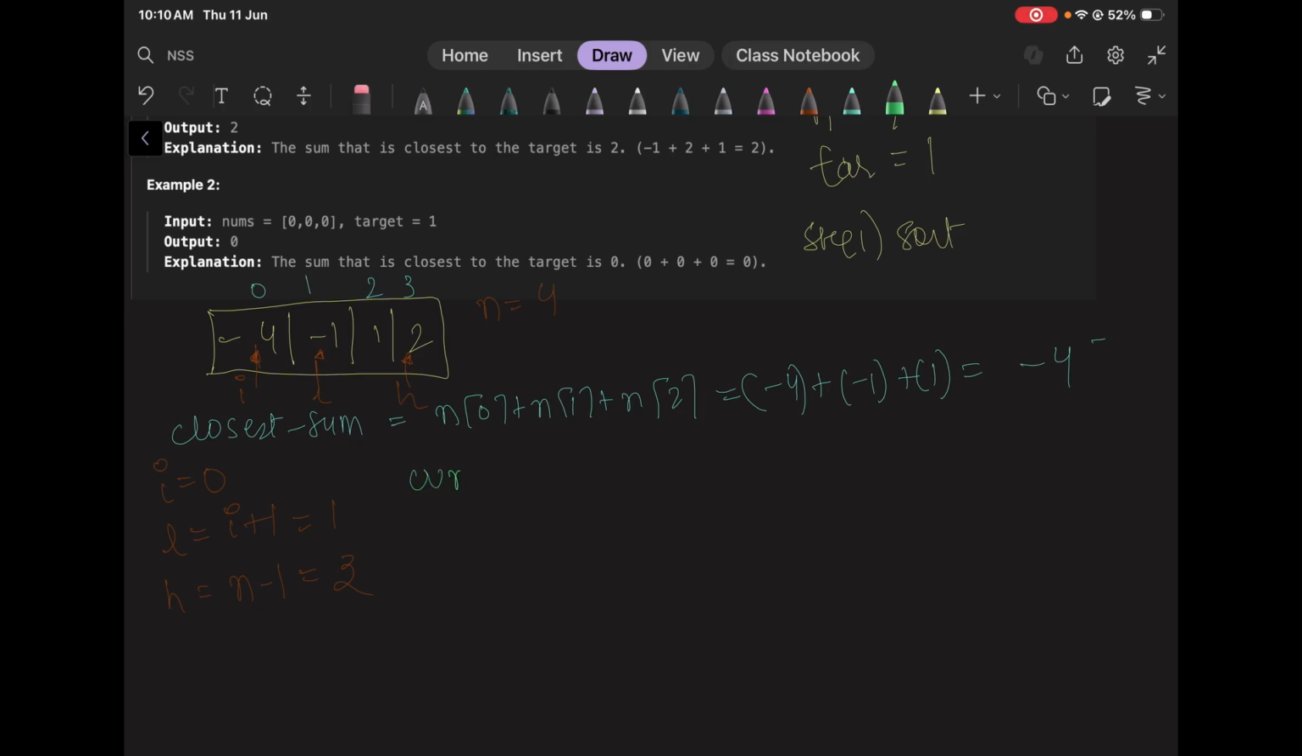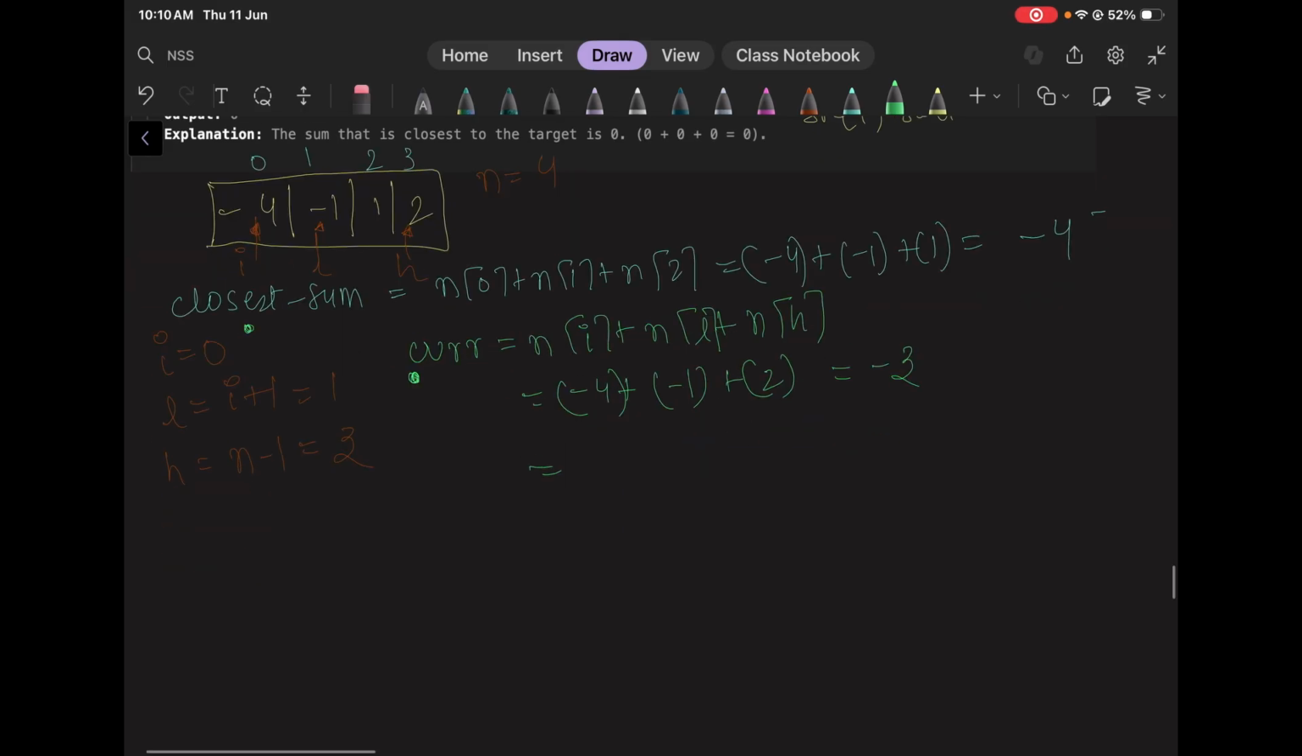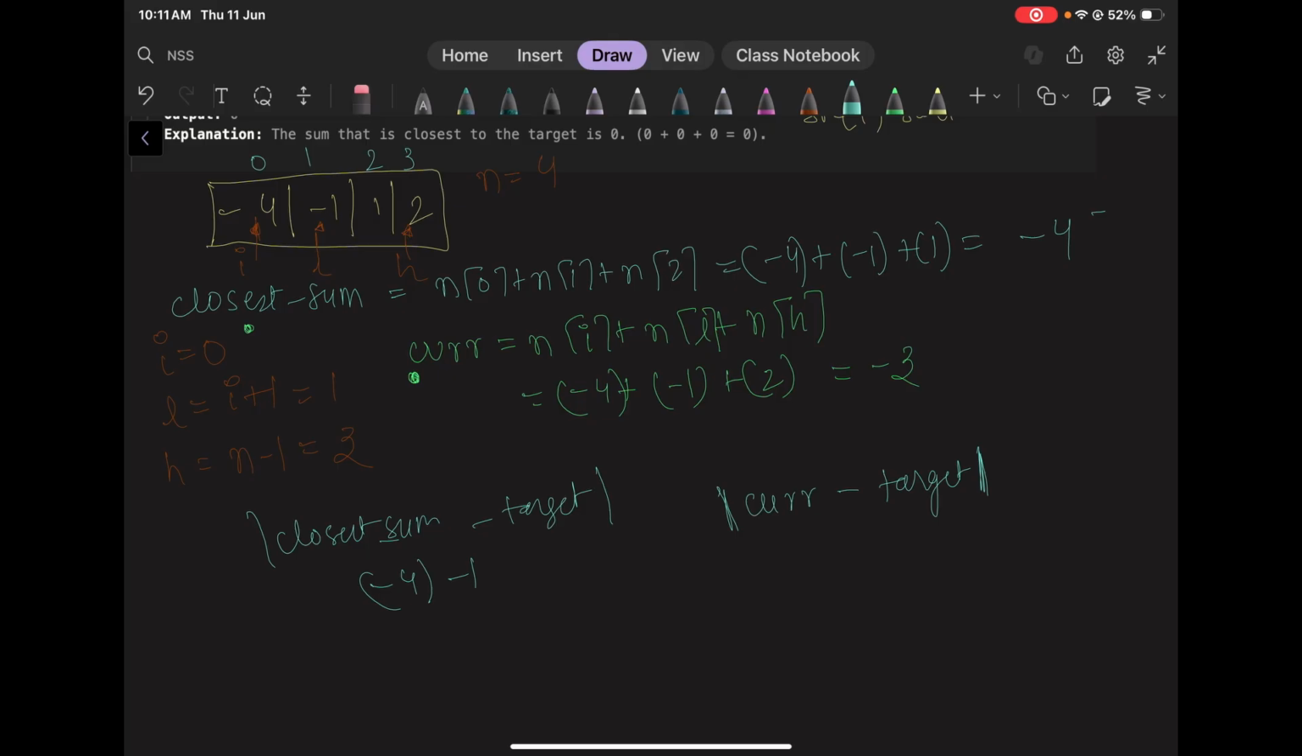I calculate the current sum, that is nums of i plus nums of low plus nums of high, which is -4 plus -1 plus 2. So this turns out to be -5 plus 2, that is -3. Then I calculate the distance of current sum and closest sum to target. How do I do that? I do closest sum minus target, the mod of this to find the distance, and current sum minus target, the mod of this to find the distance. My closest sum is initially set to -4 and my target is 1, and my current sum is -3 and my target is 1.